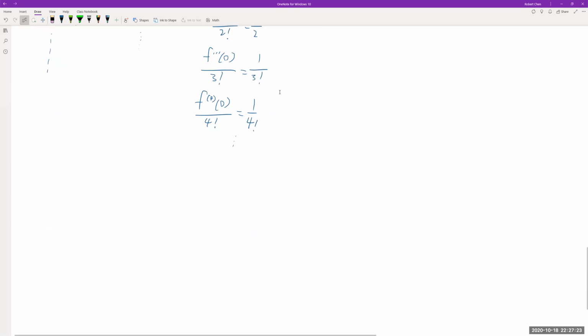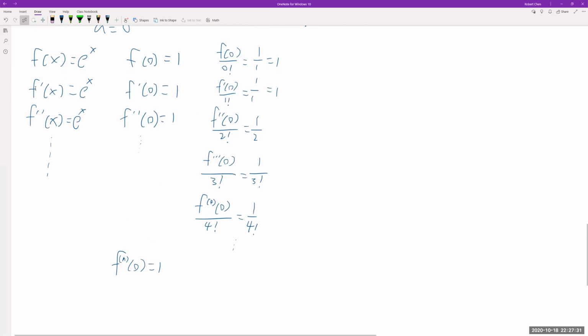So basically what we can see is that f nth prime of 0 is always going to be 1, because no matter how many times you take the derivative of e to the x, you always get e to the x. And when you evaluate e to the x at x equal to 0, it's always 1. But the difference is the coefficient has to be divided by the factorial of n, so that will be 1 over n factorial. Okay, so let's write out the first few terms and see what we have.